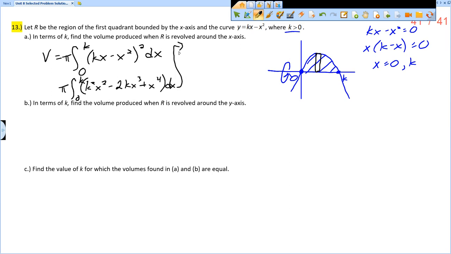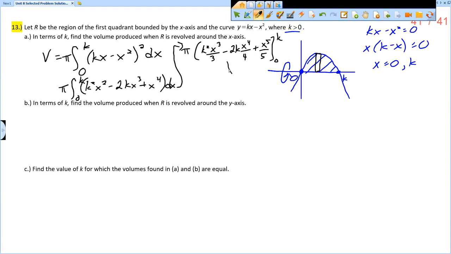All right, so now if I integrate, I've got the pi in front. All right, so k squared x squared. Remember, k is a constant, so it's just going to be k squared times the integral of x squared, which is x cubed over 3, minus 2k times x to the fourth over 4, and then plus x to the fifth over 5. And then we're going to evaluate from 0 to k.